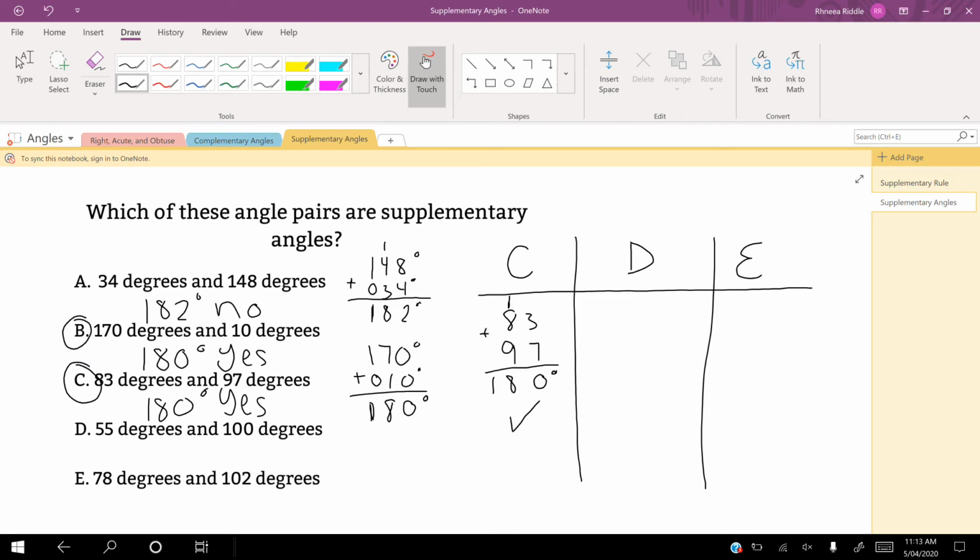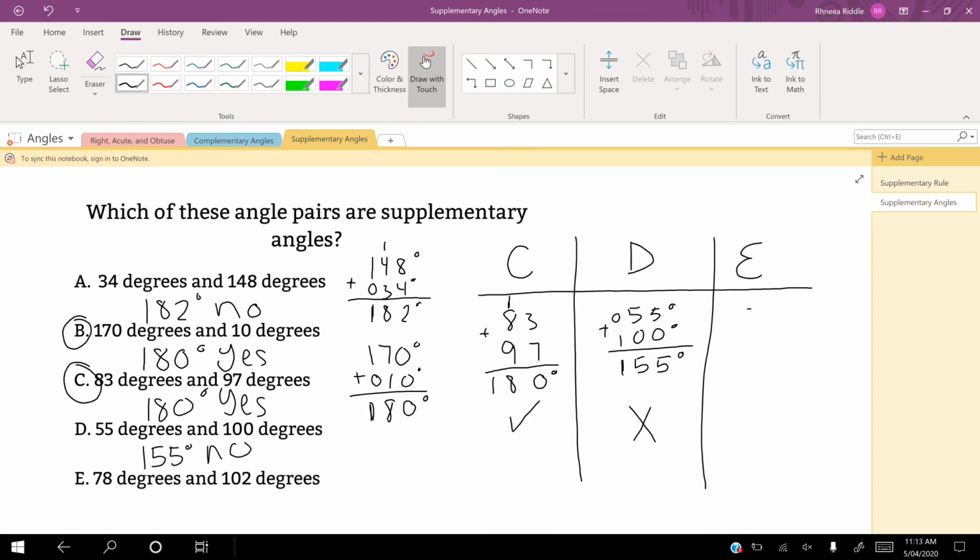So now we're going to go to D. We have 55 degrees and 100 degrees. So when we add those up, 5 plus 0 is 5, 5 plus 0 is 5, and 1 plus 0 is 1. So we get 155 degrees. That does not work out, because that is not our 180 degrees. So we get 155, and no, that is not a supplementary angle.